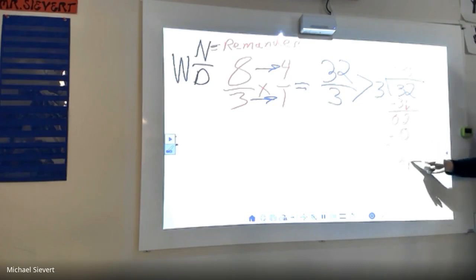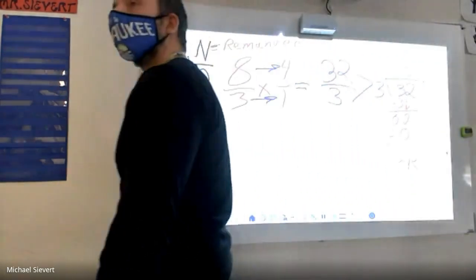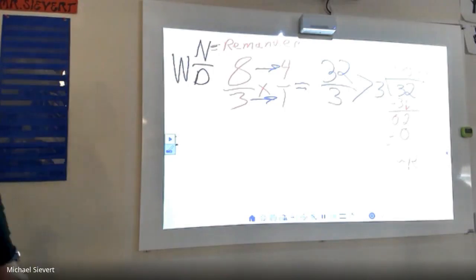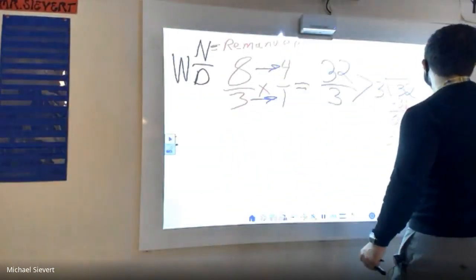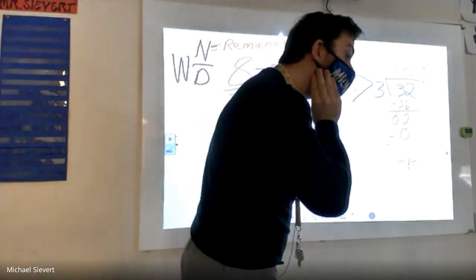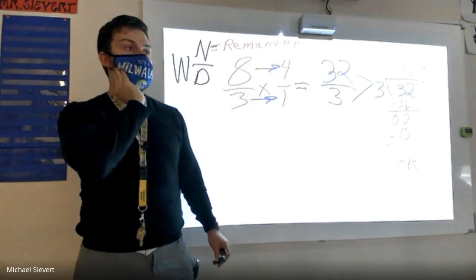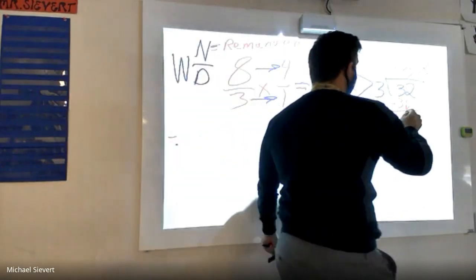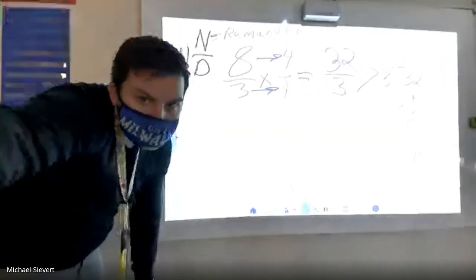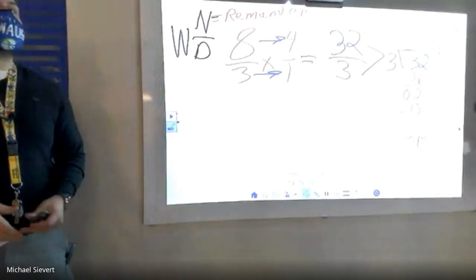Okay, so now we have a remainder of 2. What becomes our numerator? You remember what I just wrote up here? Numerator equals remainder. Kingston? 2. It will be 2. What would the denominator be? Kamari? 10? Nah, that's our whole number. Jonathan? It'll be 3. The denominator does not change.